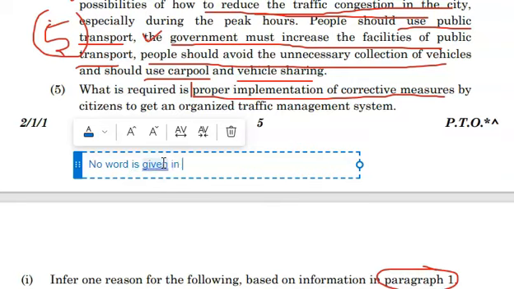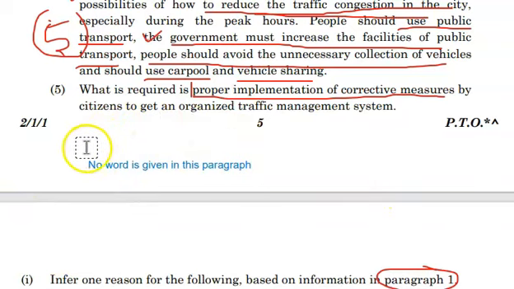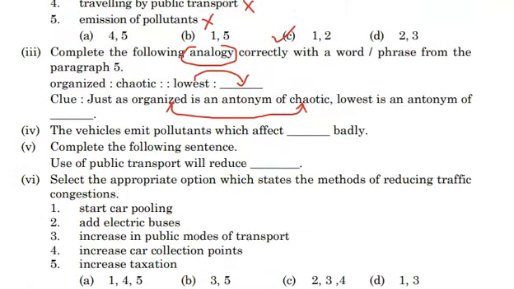in this paragraph. That means if an answer is not given in the specific paragraph, all the students must have got this mark, because there is no antonym of lowest. What is required is proper implementation of corrective measures by citizens to get an organized traffic management system. So there is no antonym. Now look at question number 4. The vehicles emit pollutants which affect badly.